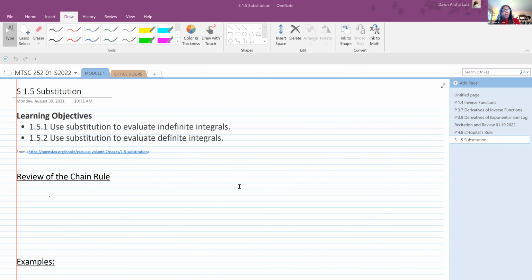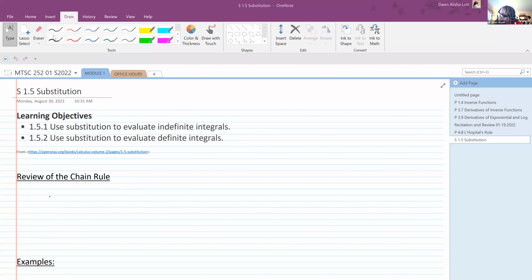So I know that we went over the chain rule, but I just want to say a little bit more about the chain rule because we've been using it a lot. And it's really important to what we're doing, because to be able to integrate, we're going to need to understand the differentiation process. Okay, so let's review the chain rule.